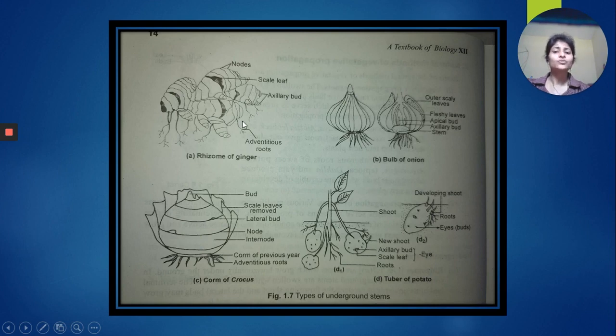Like that, the fourth one is the rhizome of ginger. Ginger as well as banana are examples of rhizome, where the stem also runs horizontally just inside the soil, and the terminal bud grows to form the shoot system, and the lateral buds will form adventitious roots which will form a new rhizome of the plant, as well as these rhizomes help in the formation of new plants. So these are some of the types of underground stems.